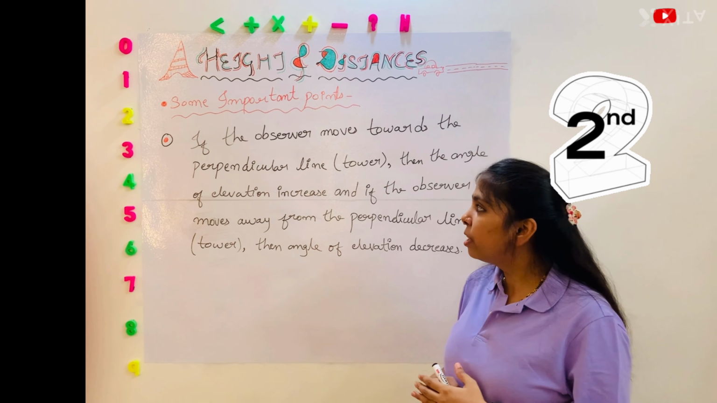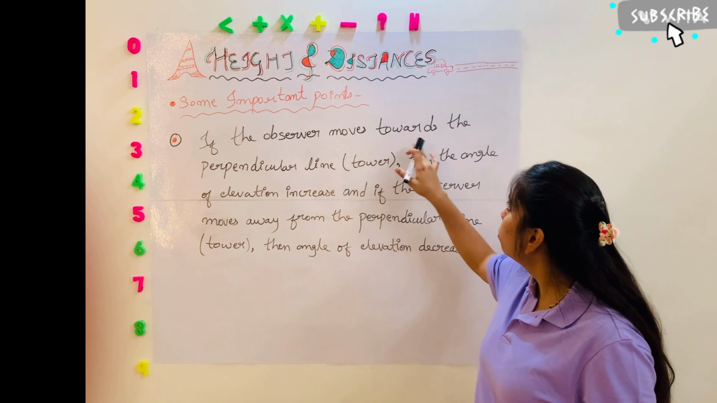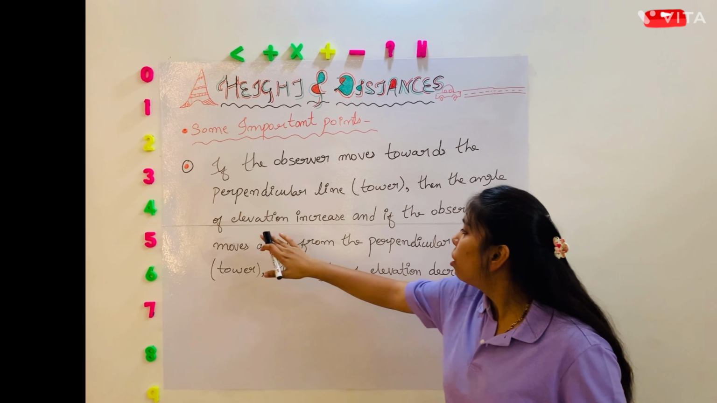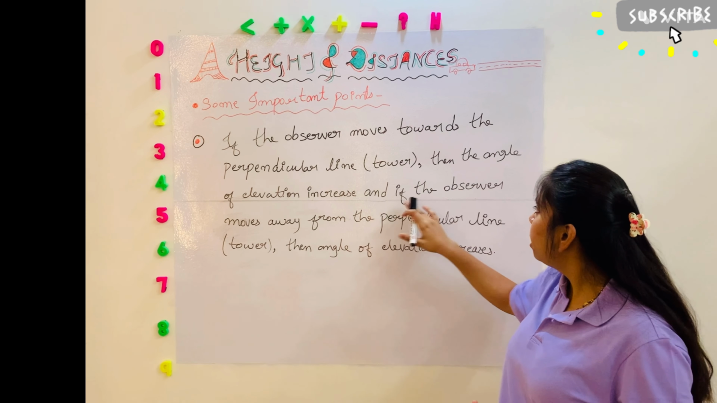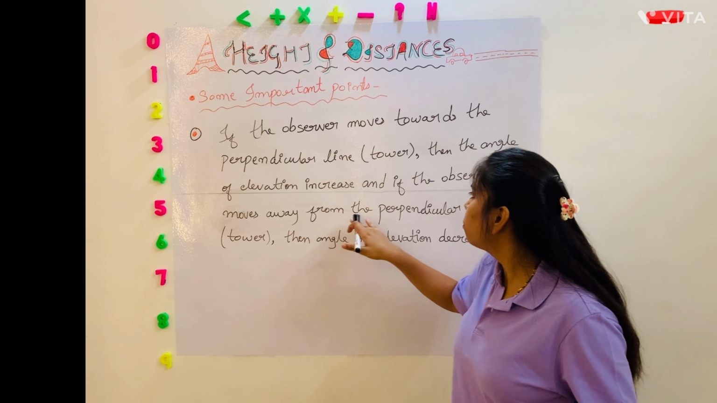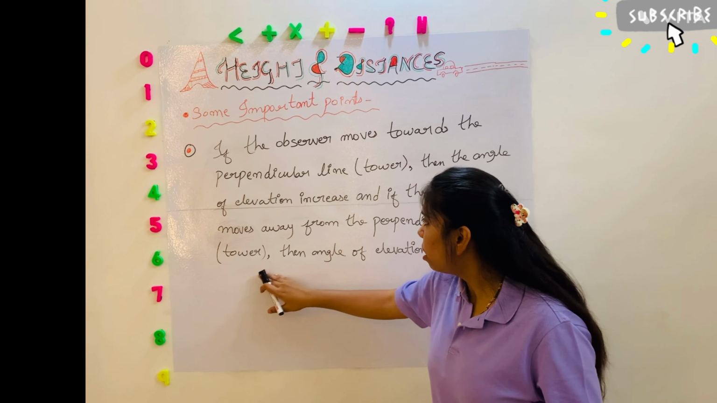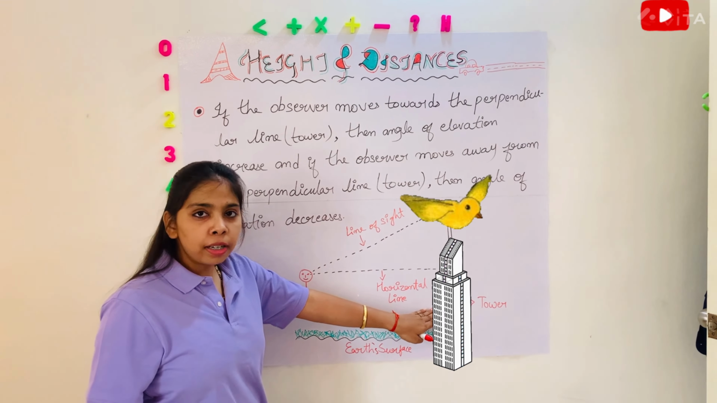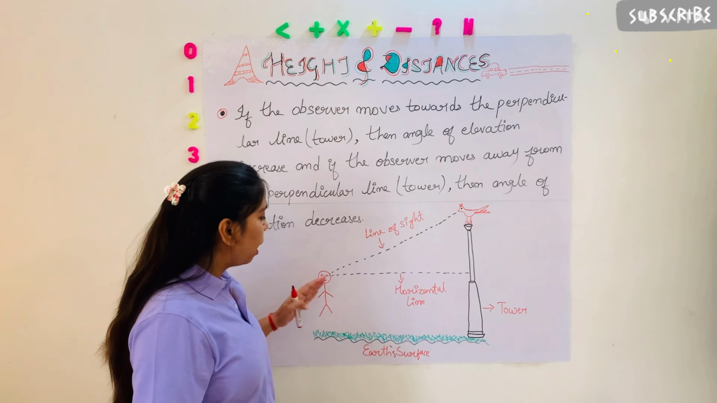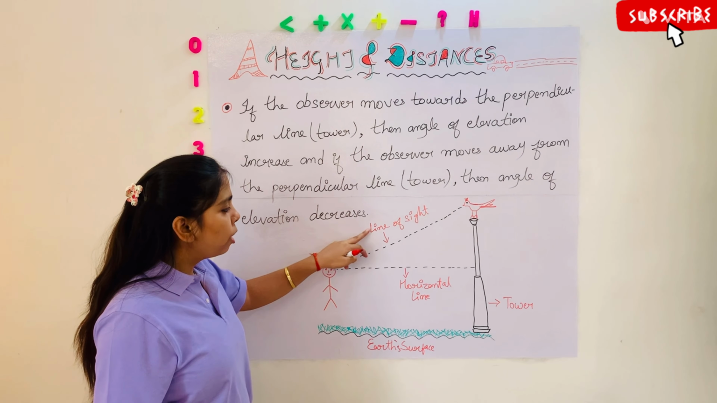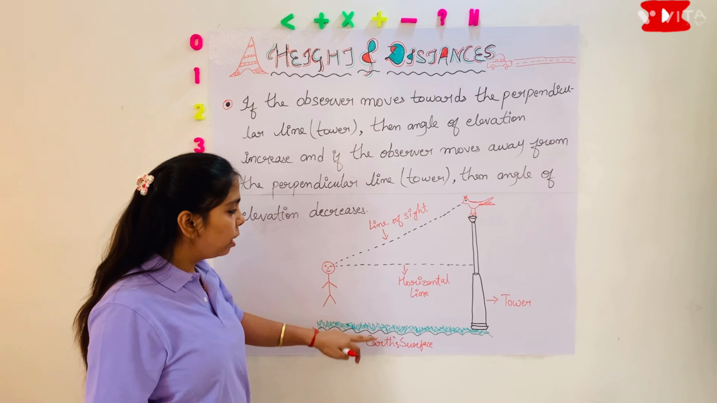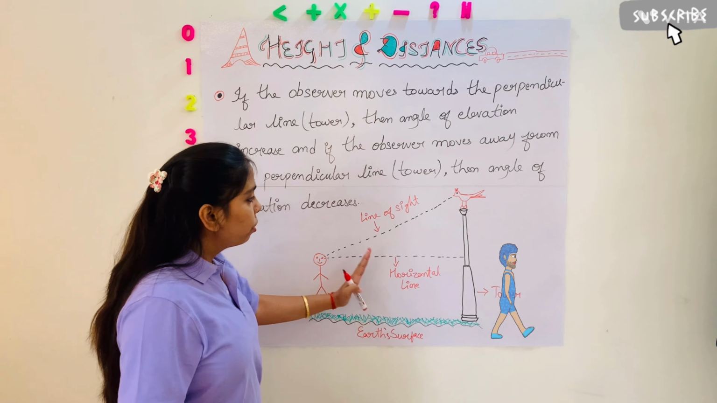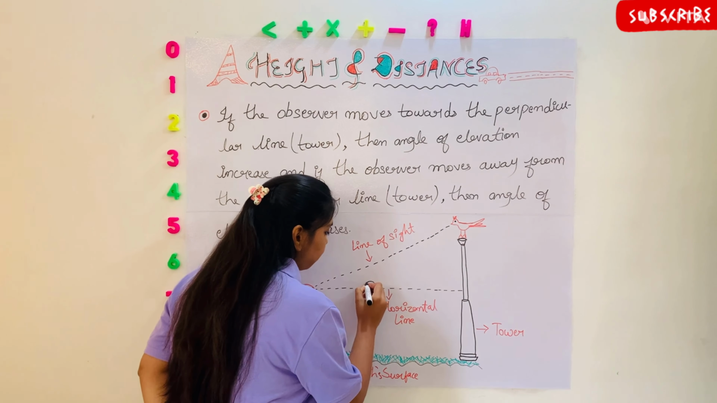So the second point is, if the observer moves towards the perpendicular line, the tower, then the angle of elevation increases. And if the observer moves away from the perpendicular line, meaning the tower, the angle of elevation decreases. Suppose this is a tower, a bird is sitting on the tower and this is you. This is the line of sight, this is the horizontal line that is parallel to the Earth's surface. And if you move towards the tower, suppose you are here.